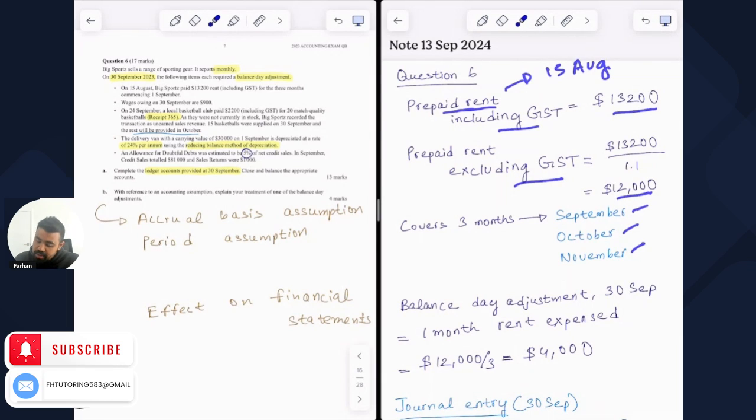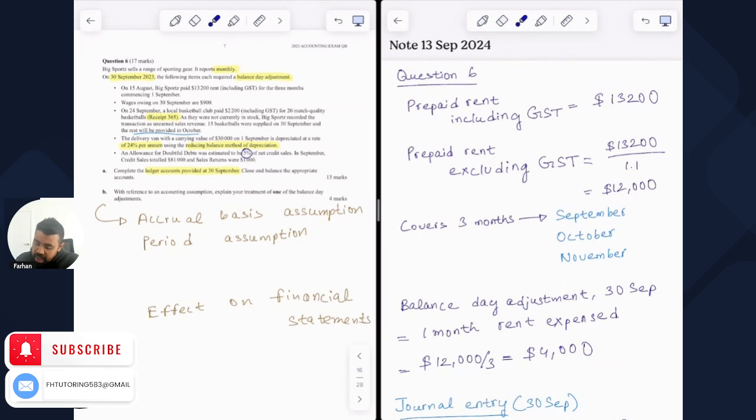We're preparing the balance sheet adjustments for this business on 30 September, which means 1 month has already passed. So if 1 month has passed, it means that we have expensed 1 month of rent, or we have consumed the economic benefits that comes from the prepaid rent. So the value of expense for 1 month of rent is $4,000, which is simply calculated by dividing $12,000 paid for 3 months by 3.